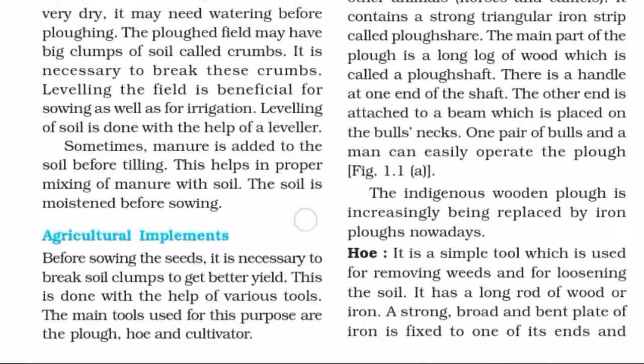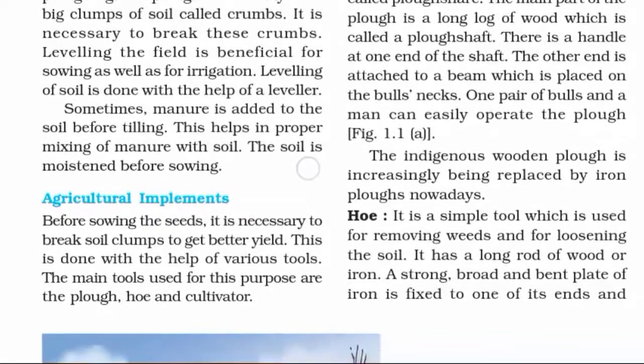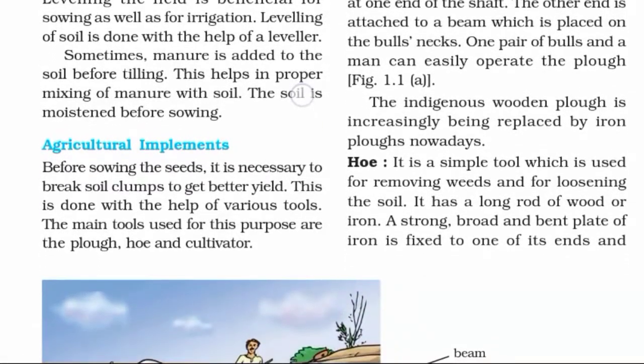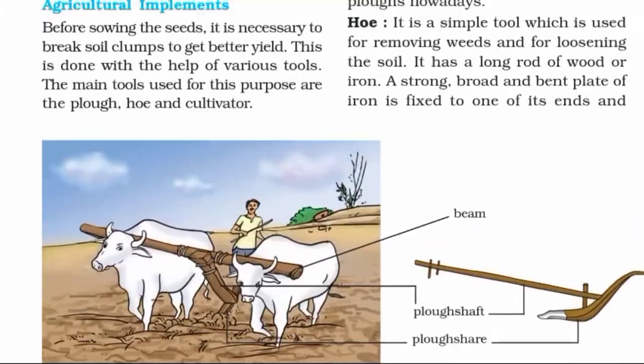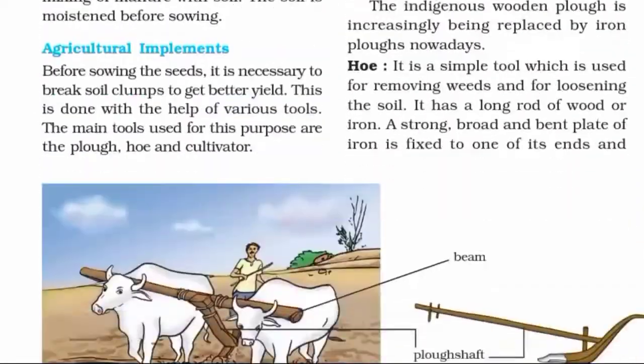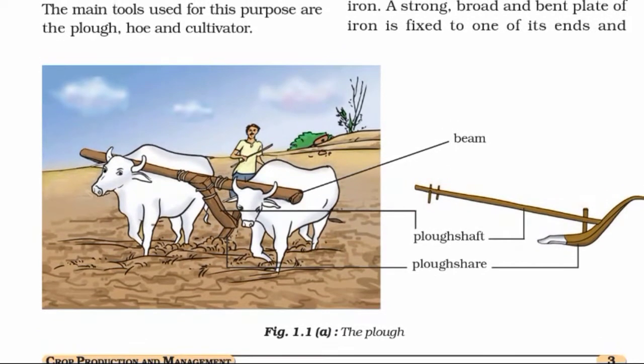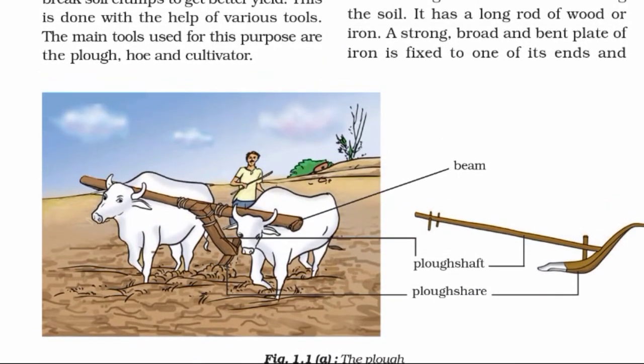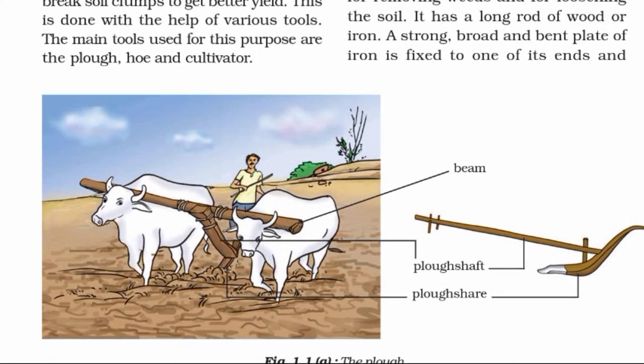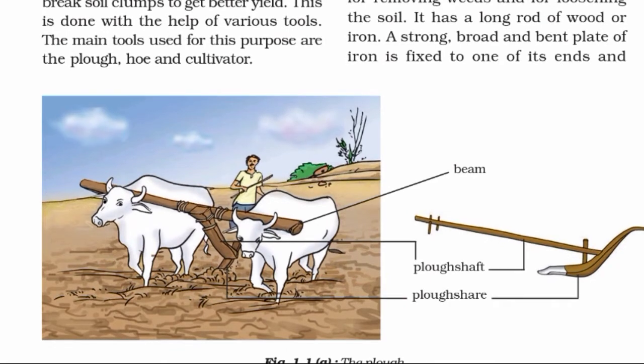Agricultural implements. Before sowing the seeds, it is necessary to break soil clumps to get better yield. This is done with the help of various tools. The main tools used for this purpose are the plough, hoe, and cultivator. In Figure 1.1a, you can see a plough. A plough is made of a beam, plough shaft, and ploughshare.